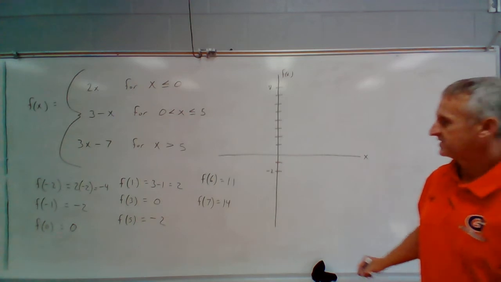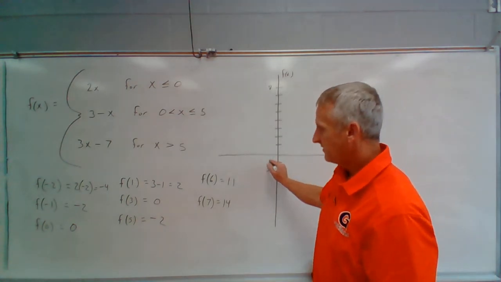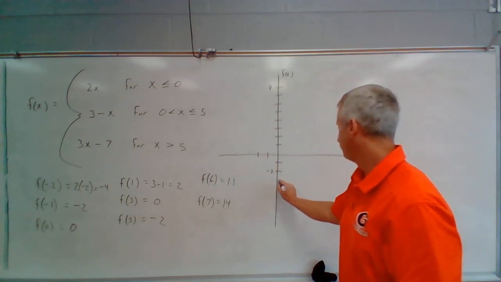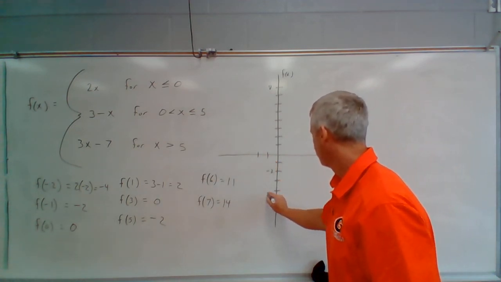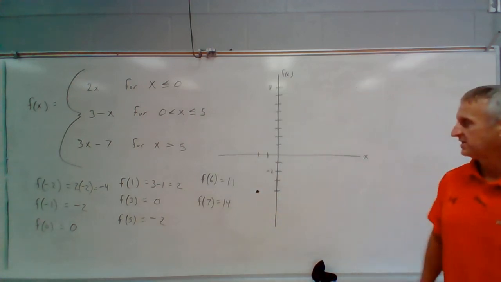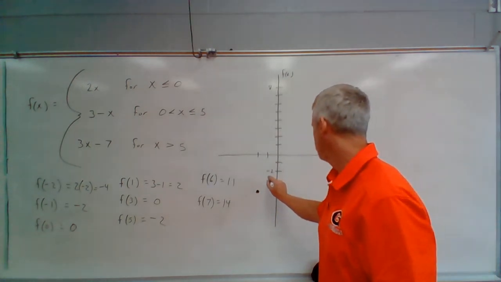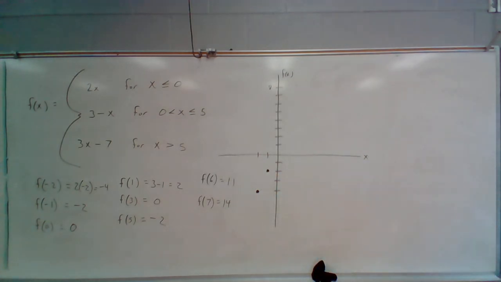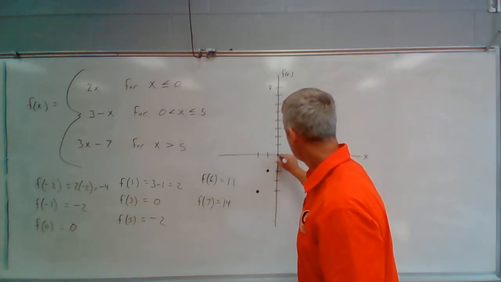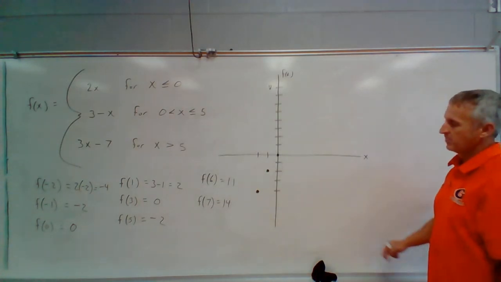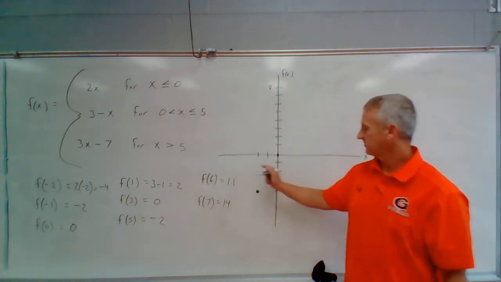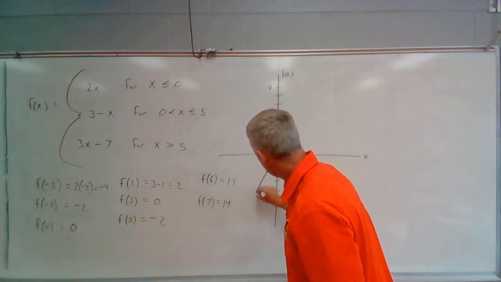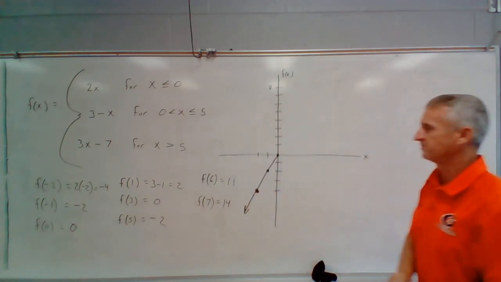So let's plot some points then. If I plug in -2, I got a -4. So that's here. When I plugged in -1, I got -2. So that's here. When I plugged in 0, I got 0. So that's there. And any x value I plug in less than or equal to 0, I'm always going to use this top equation. So I should have this line going that way forever.